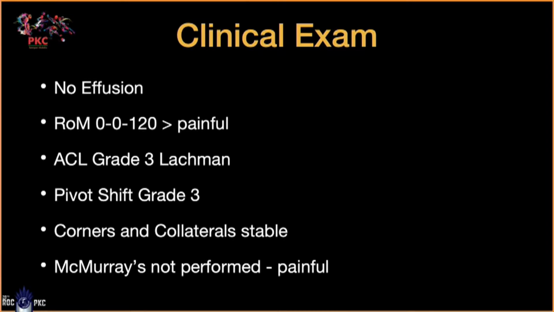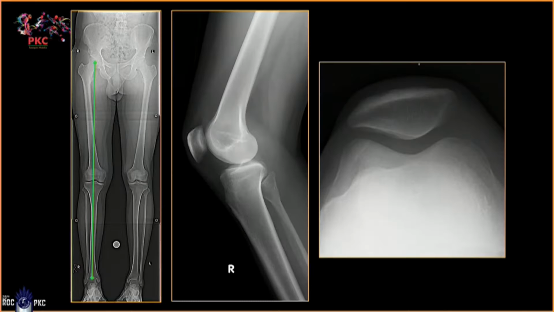So on clinical exam, there is no effusion in his knee. The range of motion is about 120 degrees, beyond which it is painful. The ACL is grade 3 unstable. There is grade 3 anterolateral instability as well. Corner collaterals are okay, and McMurray's was not performed because he's quite painful on deeper flexion.